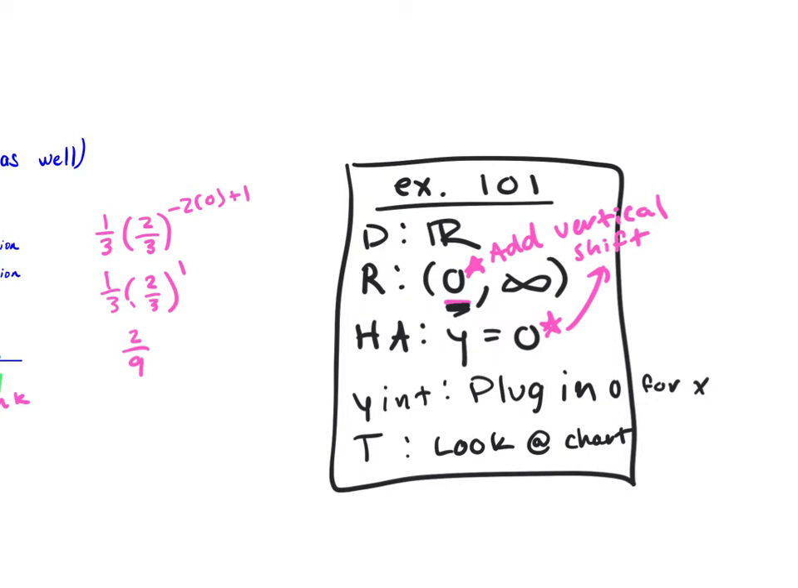So if we had one that was, let's say, 1/3 times 2 raised to the power of x, plus 3. What would our range be here? 3 to infinity. What would our horizontal asymptote be here? y equals 3. Perfect. So this number out here always tells us the range and the horizontal asymptote.